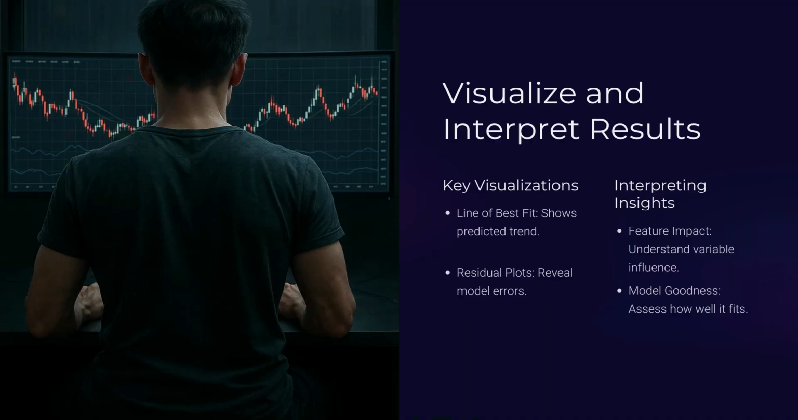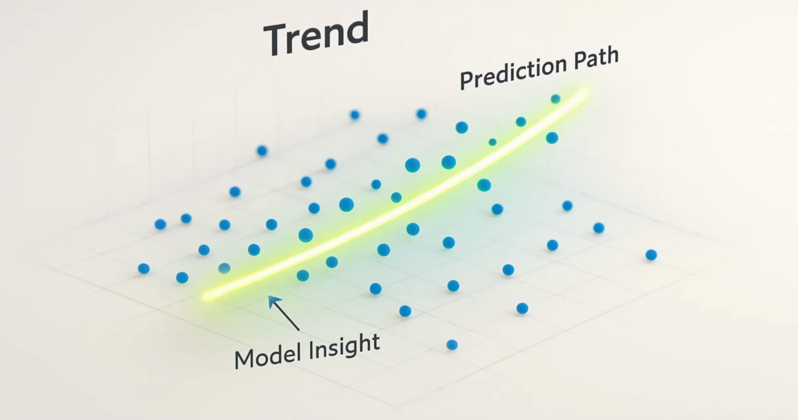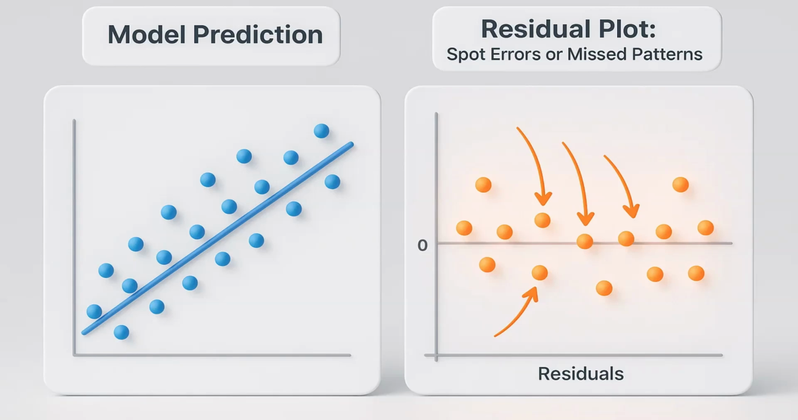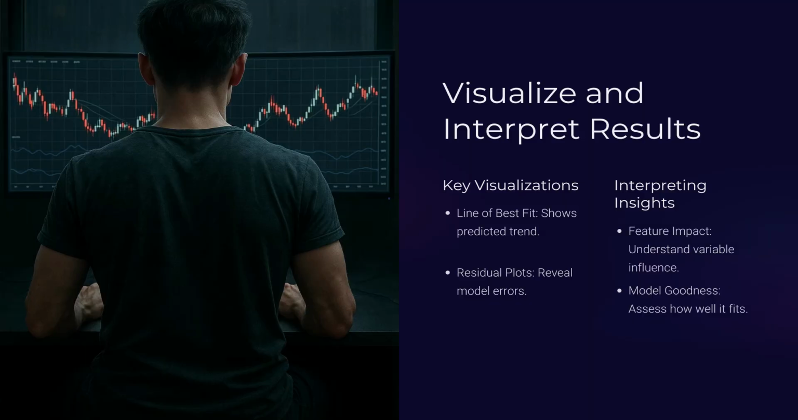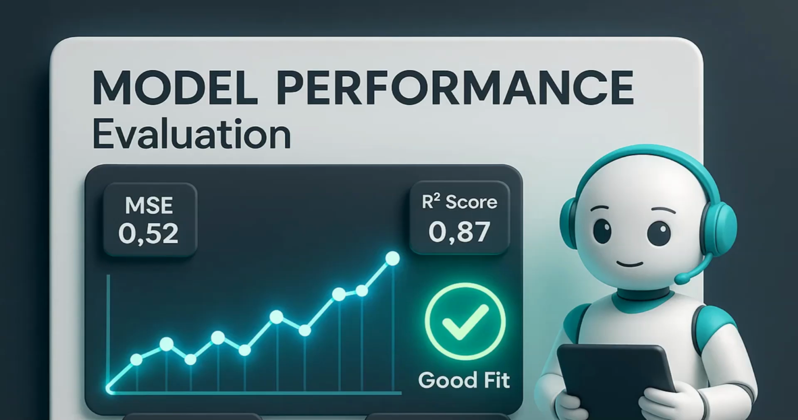Let's take a quick look at how to visualize and interpret your model results. The line of best fit shows the overall trend your model predicts, while residual plots help you spot any errors or patterns it might be missing. To make sense of your results, check which features have the biggest impact on predictions. Finally, evaluate how well the model fits the data to judge its overall performance.